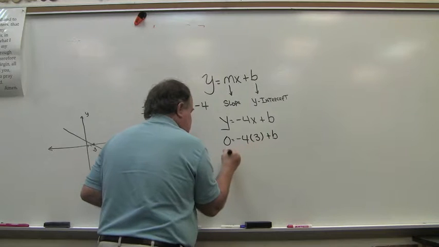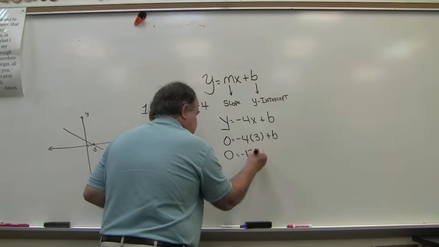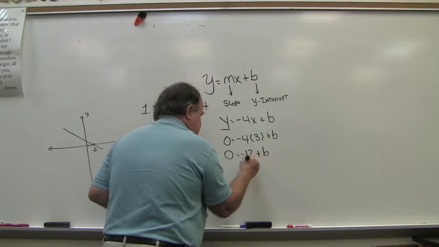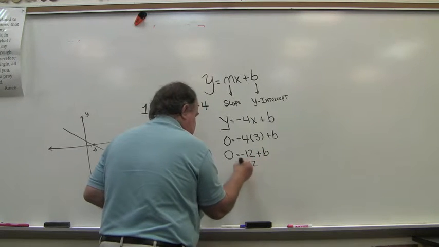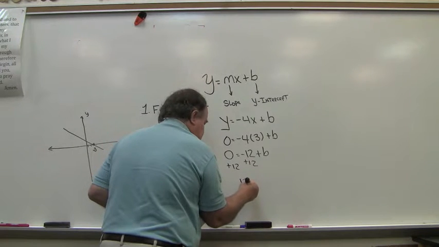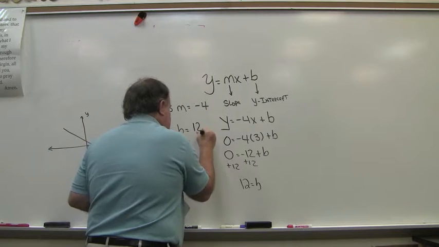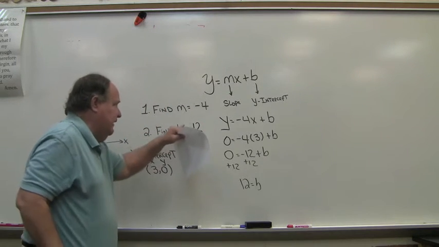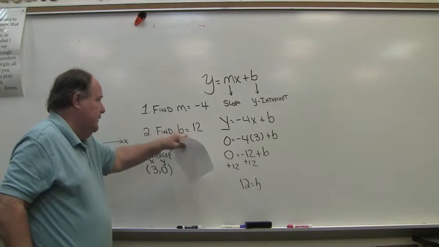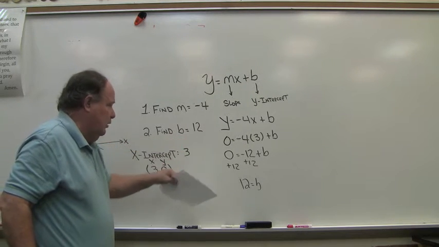Okay, so it's going to be 0 equals minus 12 plus b. I add 12 to both sides, and I end up with 12 equals b. So I come up here and put 12 here. Now I have the two things that I need. I have my slope, which is negative 4, and I have my y-intercept, or b, at 12.